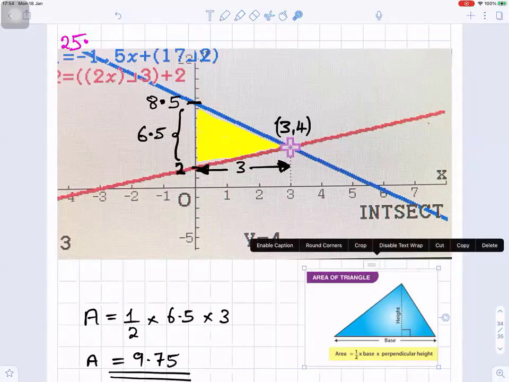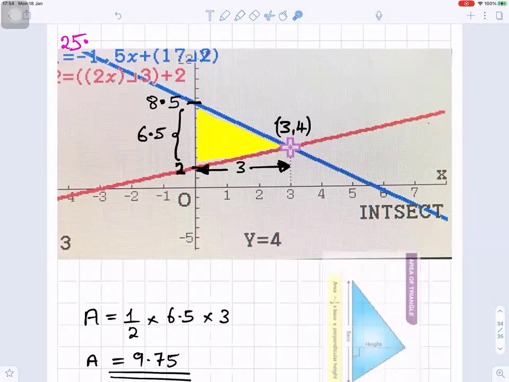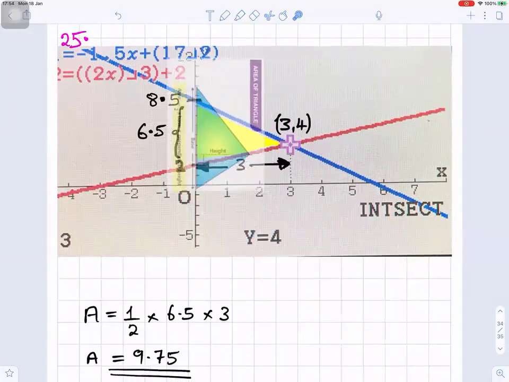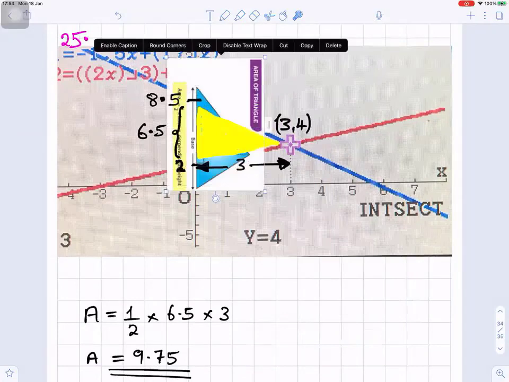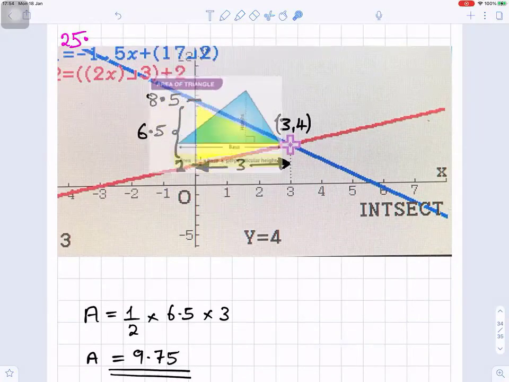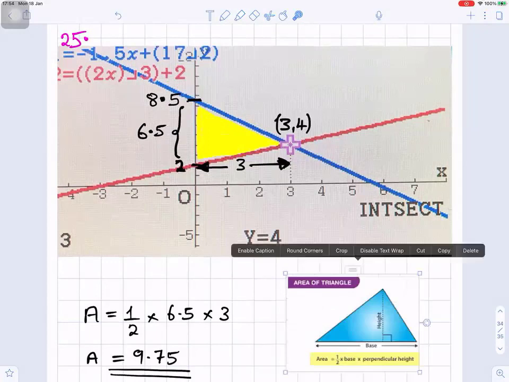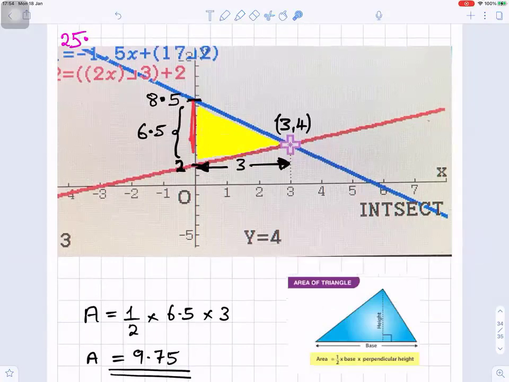So if we were to rotate this and take it there, we'll see that we'll have the base and then we'll have the height. So you can turn the triangle. So we can use this as our base. The base is from 8.5 down to 2, or 2 up to 8.5. 8.5 minus 2 gives us 6.5. So the base is 6.5.